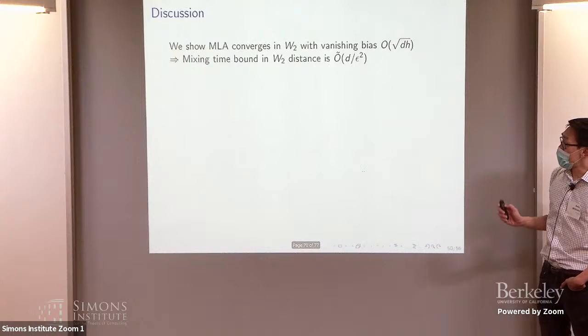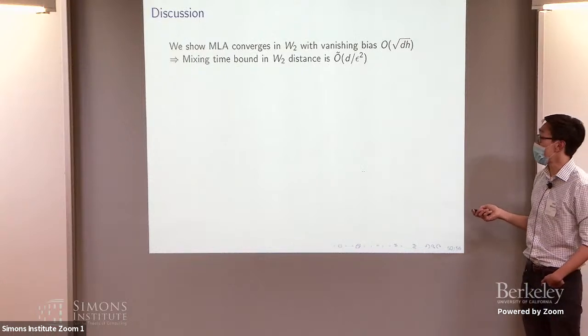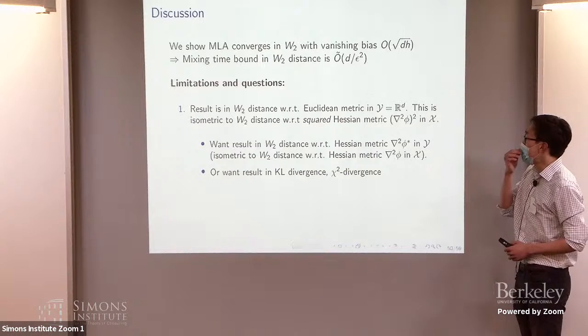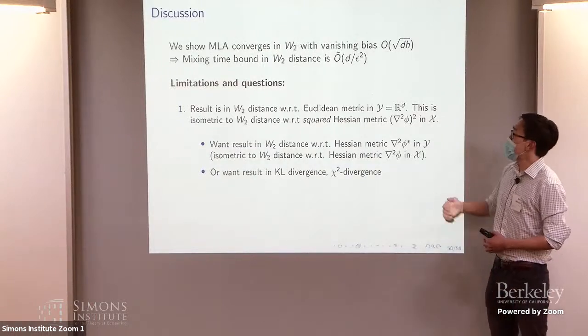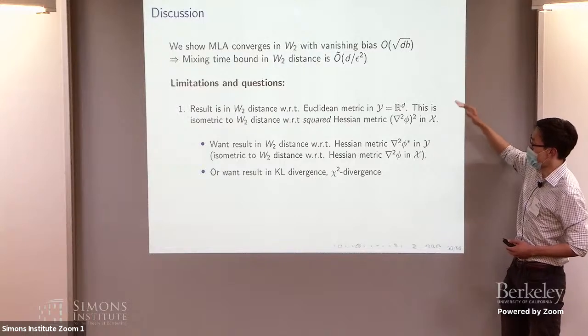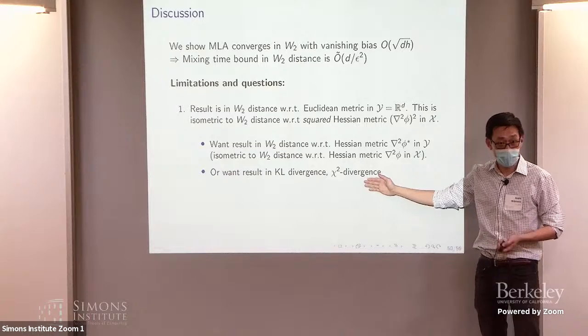And let me finish by mentioning some discussion about this result. What we show is this W2 mixing time bound, which has this bias, which implies the following mixing time bound. But here are some questions. One is that everything right now is in the Euclidean metric. We would like to have something in the Hessian metric, or in other distances, in other measures.